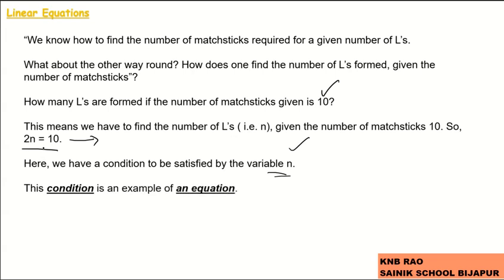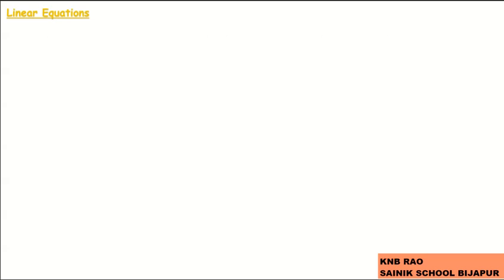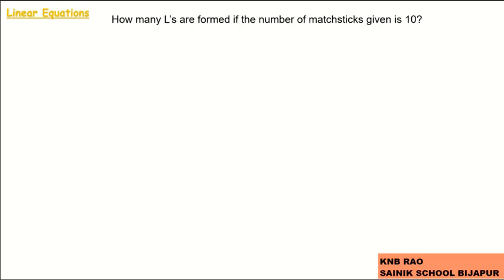Children, this condition is an example of an equation. This is the condition with which we can recollect the meaning of an equation. Now, coming to the further explanation: how many L's are formed if the number of matchsticks given is 10? That means the condition is 2n equals 10, and let us name this condition as condition 1.